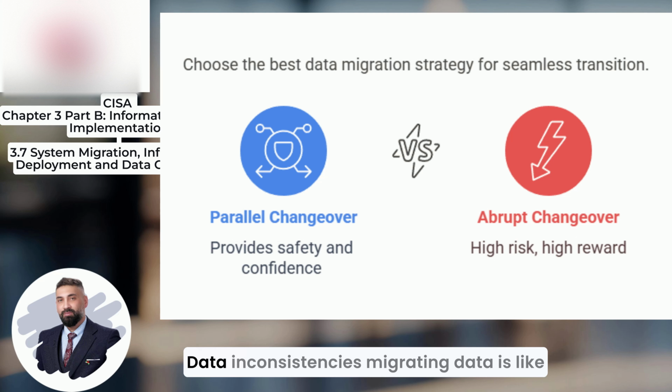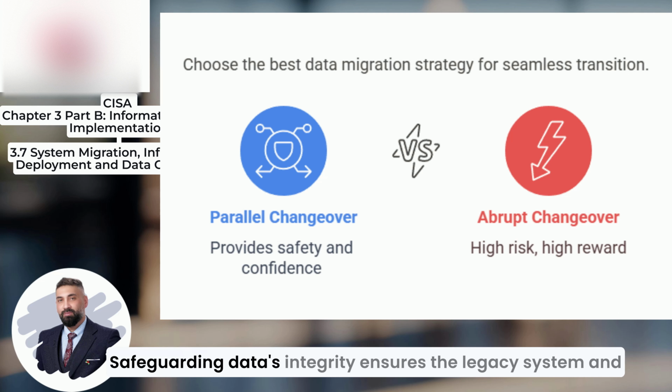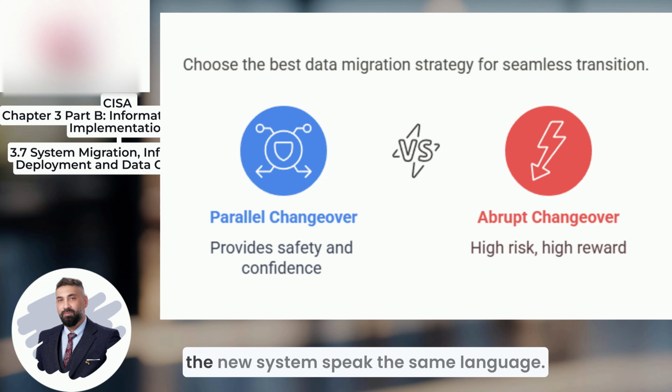3. Data inconsistencies. Migrating data is like translating a novel into another language. It's easy to lose nuance if you're not careful. Safeguarding data's integrity ensures the legacy system and the new system speak the same language.